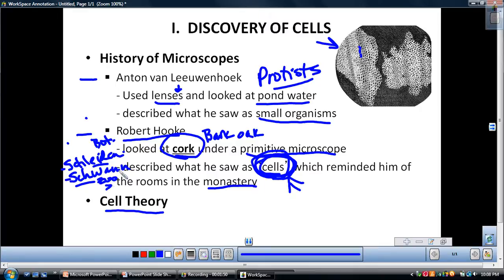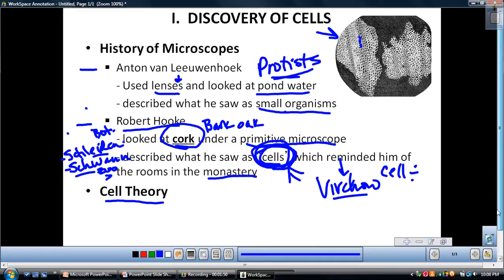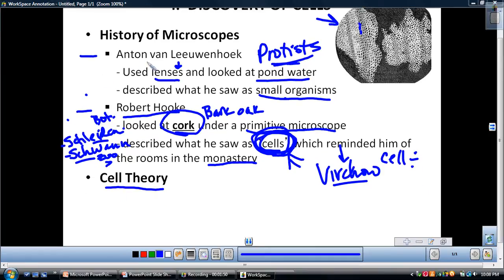Leeuwenhoek said, hey, there are these little small animalcules in pond water. Robert Hooke sees these cells in cork. And so, of course, then we get to this guy named Robert Virchow, who looks under a microscope and actually witnesses cell division. He saw a cell divide, and so the cell theory was created not just on these scientists that I have mentioned, but every scientist that led up to the discovery of the cell theory.